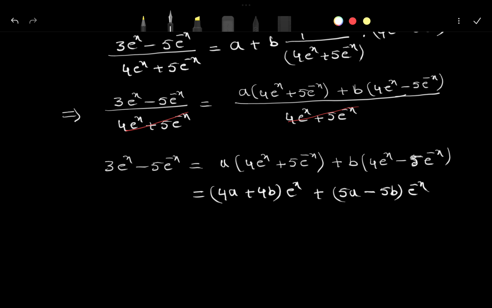When we equate both sides, the e^x coefficient on the left hand side is 3, and on the right hand side it is 4a + 4b. So you can write 4a + 4b = 3. I hope everybody is clear on this one. Take this as equation 1. And the next one is the e^(-x) coefficient: 5a - 5b = -5. Take this as equation 2.